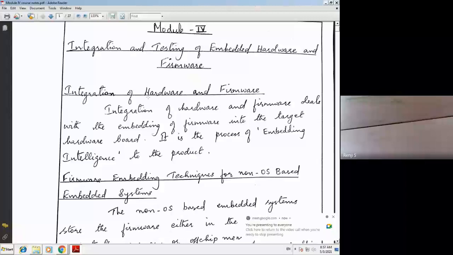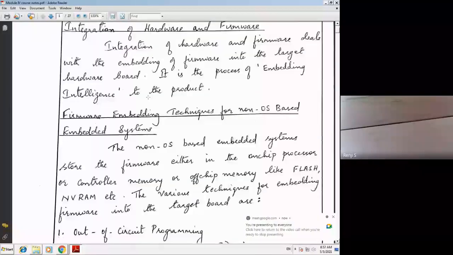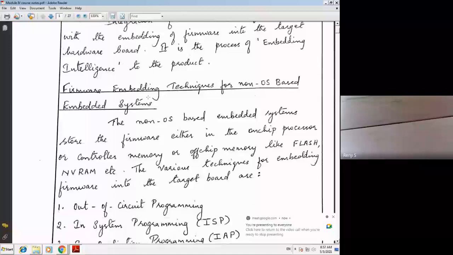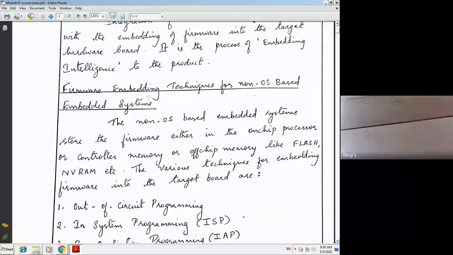Last class, we were discussing the embedded firmware integration techniques, that is, integrating firmware into hardware. That is integration as well as testing of embedded hardware and firmware. And I said firmware embedding techniques can be done for both OS-based embedded systems as well as non-OS based embedded systems. There are certain embedded systems that contain an OS, and there are embedded systems that do not have an OS. So we are looking at those techniques for embedding firmware for non-OS based embedded systems.